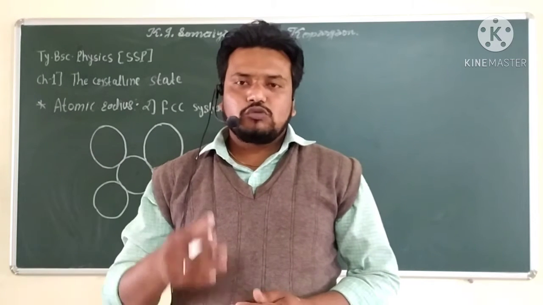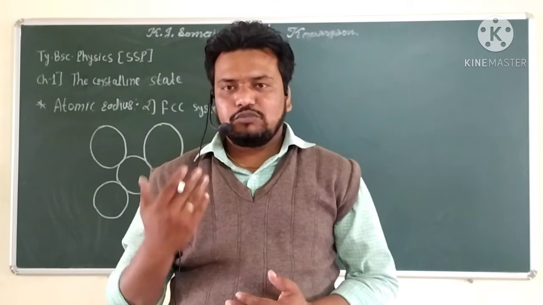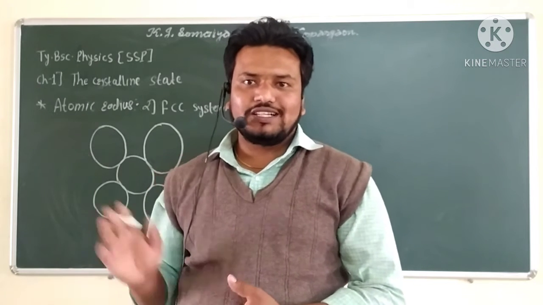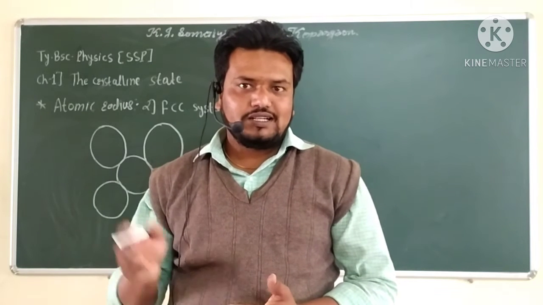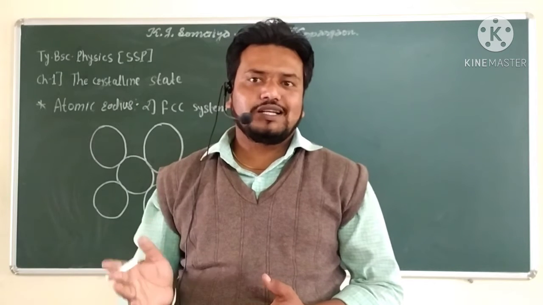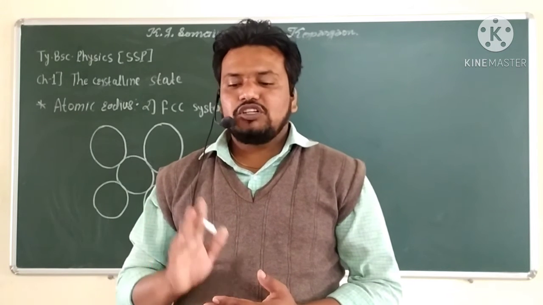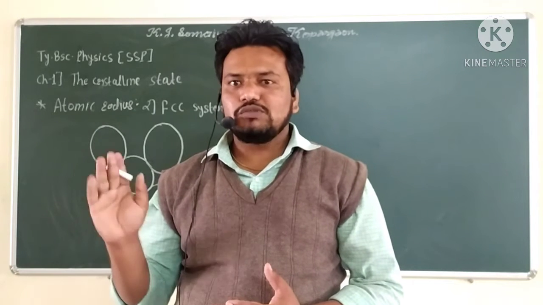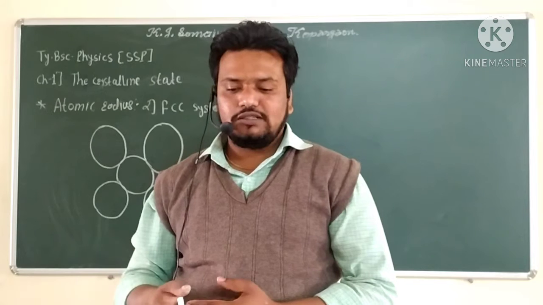So today in solid state physics, the chapter is the crystalline state, and we have to continue with the point which is the atomic radius, and we have already seen what is meant by atomic radius. Atomic radius is defined as half the distance between two nearest neighboring atoms of the same kind.